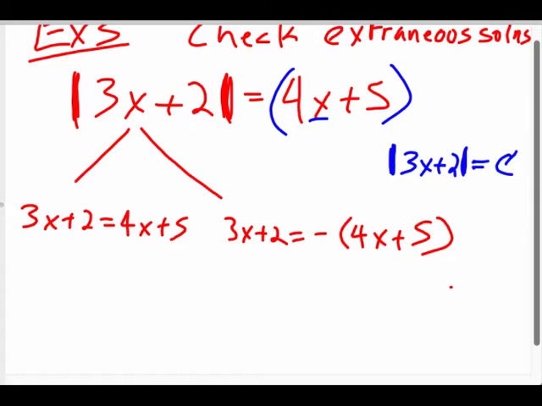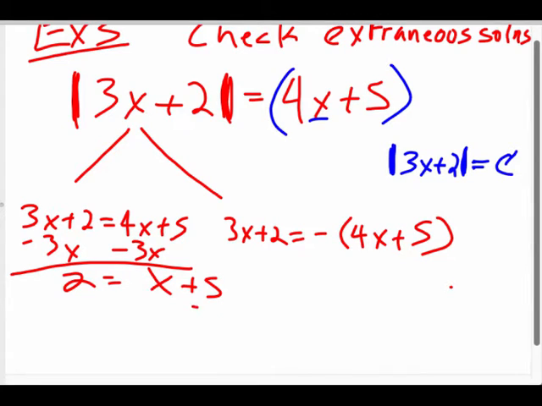Well, this is kind of simple. I'm going to subtract 3x from both sides. I get x, and then I get 2 plus 5 on this side. Subtract 5 from both sides, and I get negative 3 is equal to x. Cool. Let's do the other side.